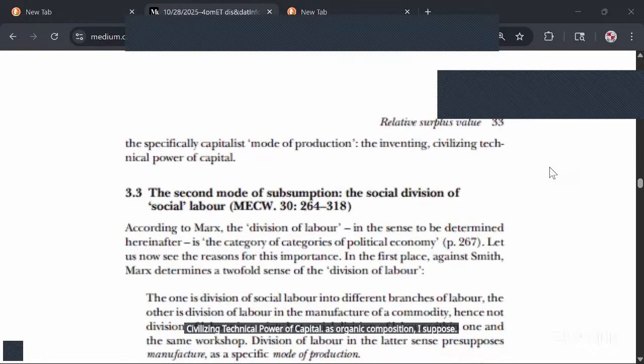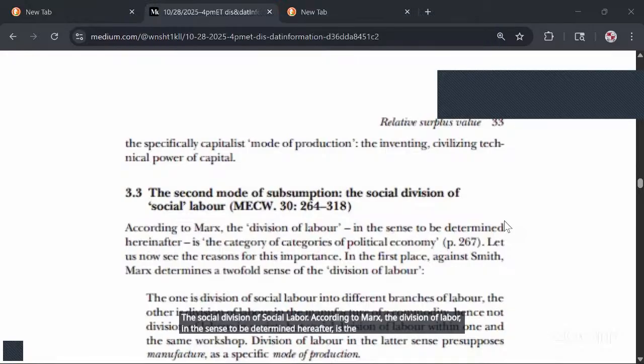All right, next subsection 3.3, the second mode of subsumption, the social division of social labor. According to Marx, the division of labor, in the sense to be determined hereinafter, is the category of categories of political economy. Let us now see the reasons for this importance. Note this is a layer of abstraction, right? A category of categories.